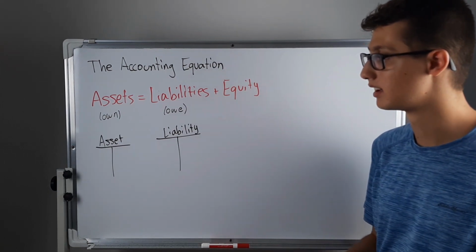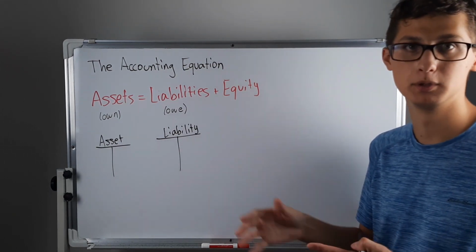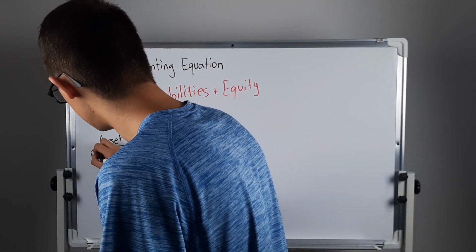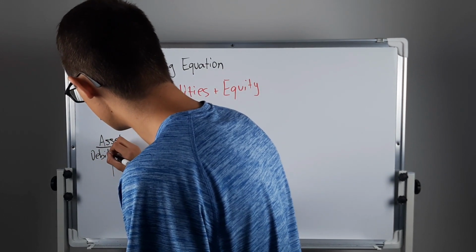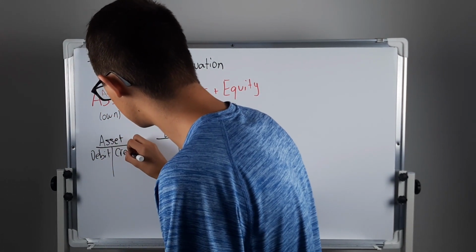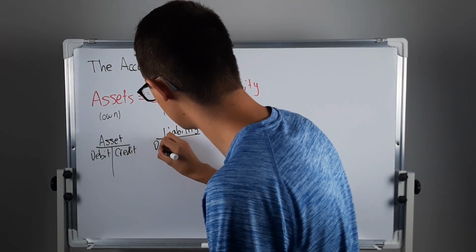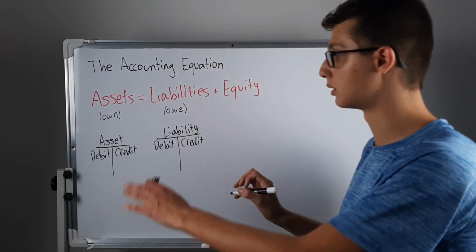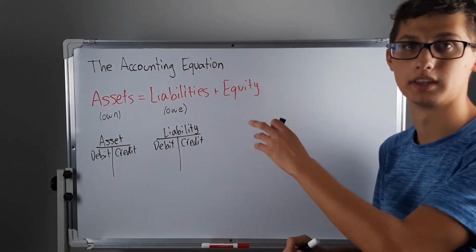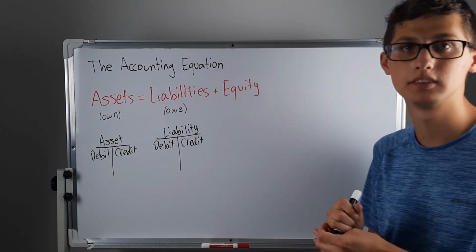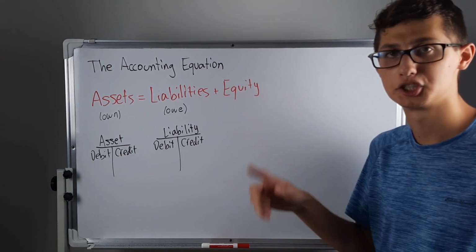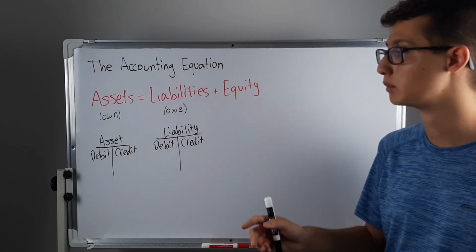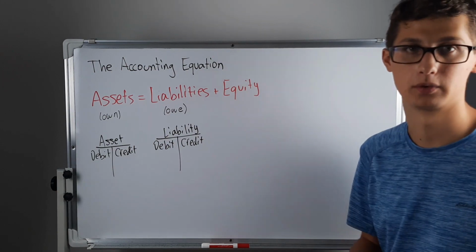Assets and liabilities, you can use T accounts for both. On the left, we have what's called debits, and on the right, we have credits. That's the same for everybody. So debit here, credit here. Anytime it's on the left side, it's always a debit, and on the right side, it's always a credit. What changes between assets and liabilities, as well as equity, but we'll talk about that later, is whether something increases an account or not.